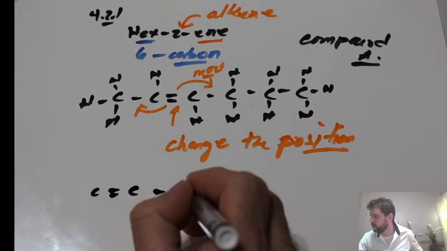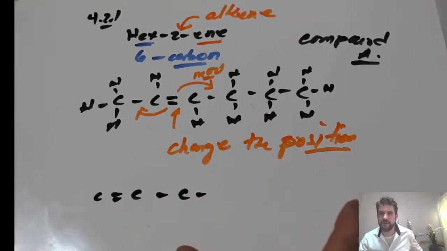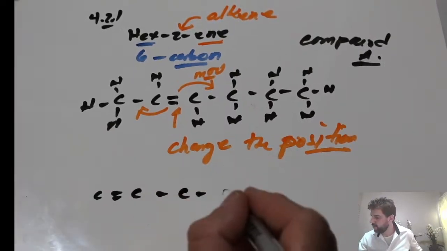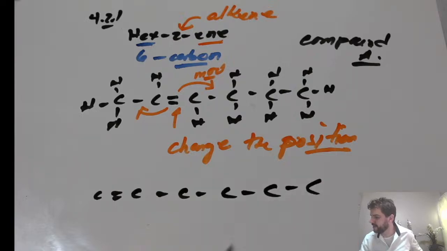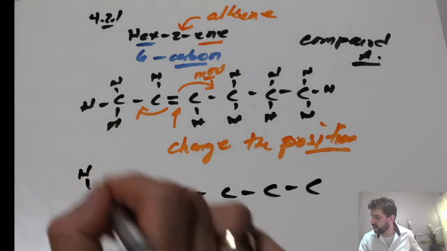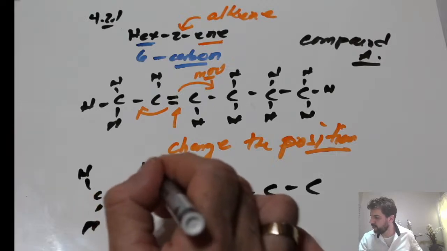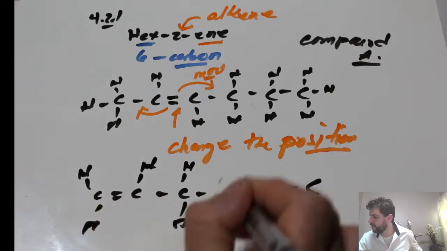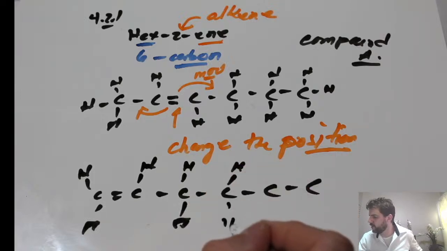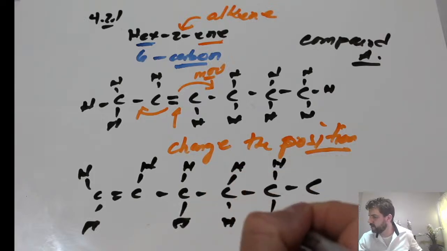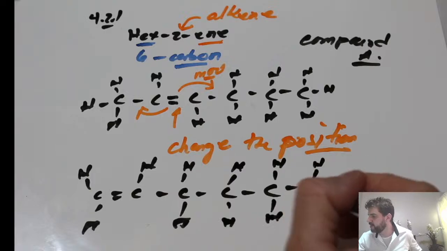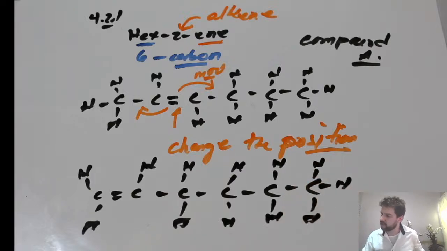1, 2, 3, sorry, I moved this one a little bit. 3, 4, 5, and 6. 1, 2, 3, and 4. And then the rest is hydrogen: 1, 2, 3, and 4 here. There we go. Remember, you always have to count. Make sure at the end you have the correct number of hydrogens and carbons.